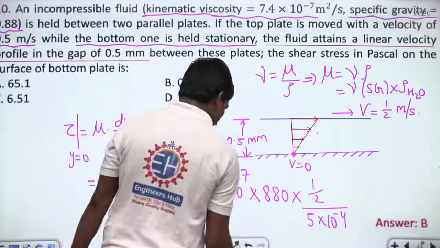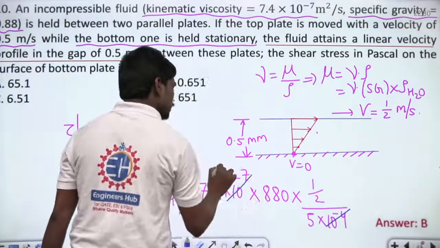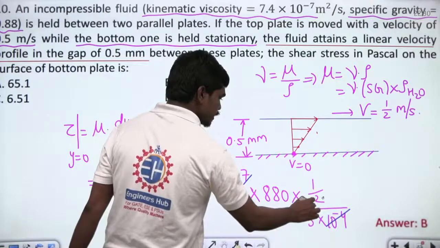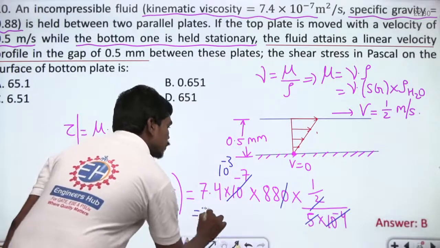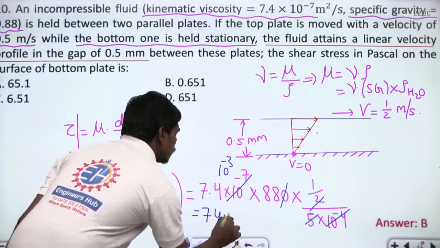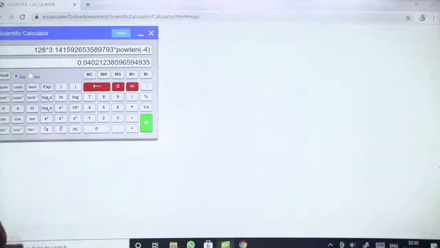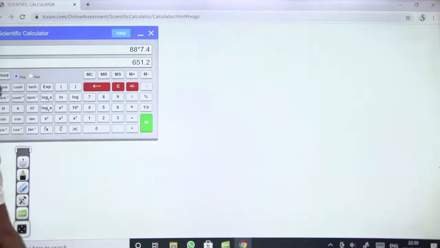So you can do one thing. You can cancel this 10 to the power minus 4 and this 10 to the power minus 7. You have 10 to the power minus 3 here, and of course this 2, if it comes in the denominator, this 2 into 5 will be 10, and you can cancel the 10 as well. So 88 into 7.4, in pascals. If you use your virtual calculator, 88 into 7.4 will give you 651.2.